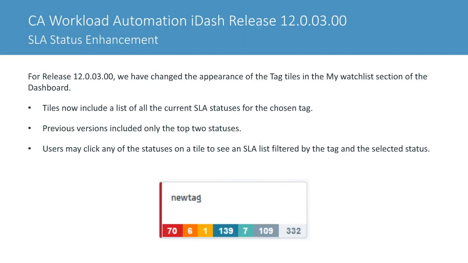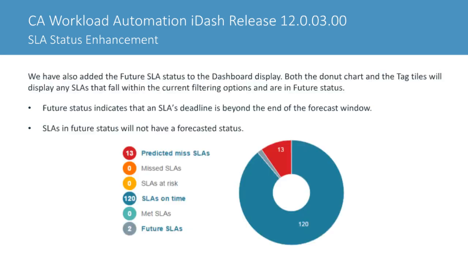If you watched the previous demonstrations closely, you may have noticed some differences in the tag tiles displayed in the dashboard watch list. The tiles will now display all of the active SLA statuses for the tag. Previous versions of iDash displayed only the top 2 statuses. Users may click on any of the displayed status counts to see an SLA list filtered by the tag and the selected status. We have also added the future SLA status to the dashboard display.